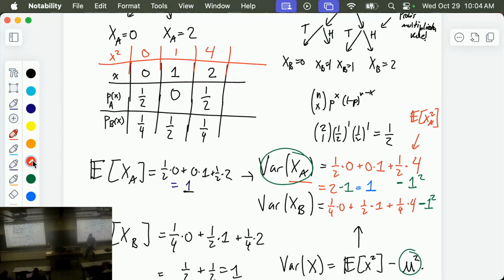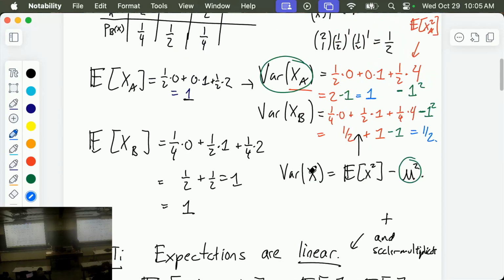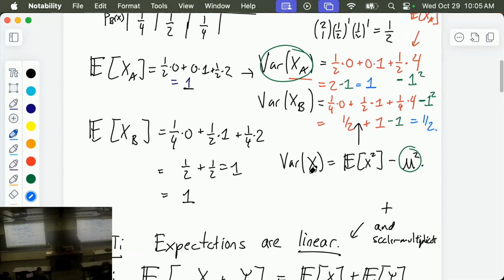So this is 1.5 over here. So let's say 1/2 plus 1, and then minus 1 equals 1/2 as the final answer. So even though the averages are the same, the variances are not the same. This is the difference between Alice and Bob. On average, they win the same amount of money, but their bets are different because they have different variances.